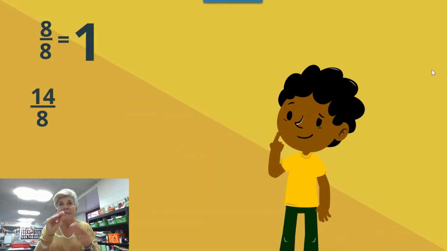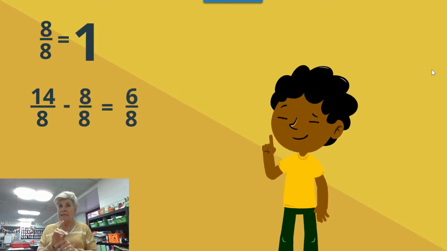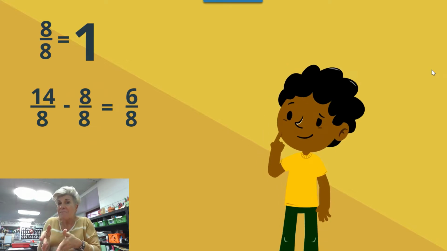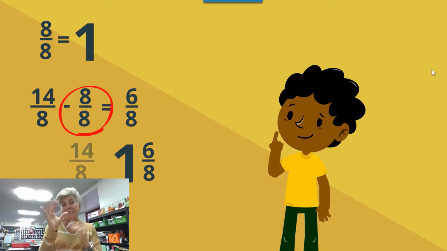Let's find a mixed number for 14 eighths. First, subtract out 1 whole, or 8 eighths. That gives us 6 eighths left. We have 1 whole and 6 eighths. 14 eighths is the same as 1 6/8.